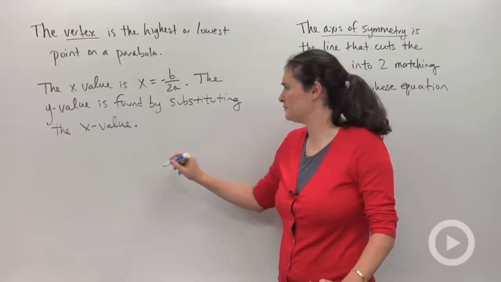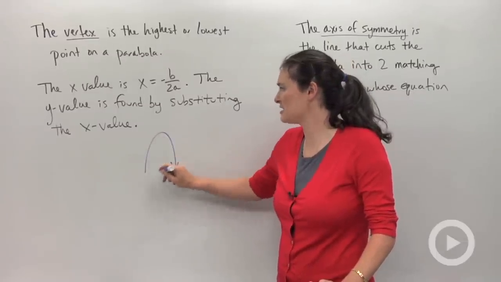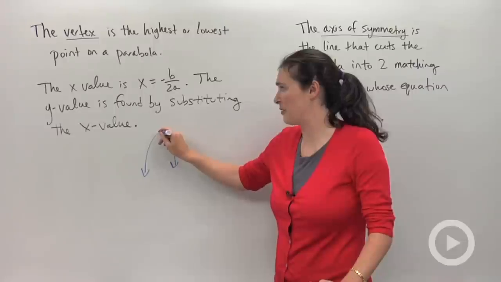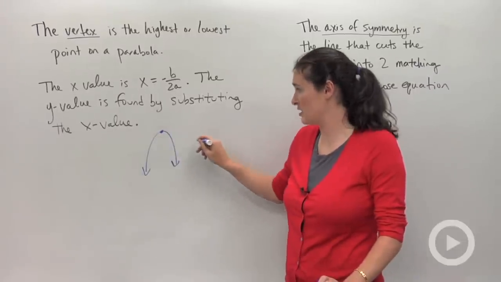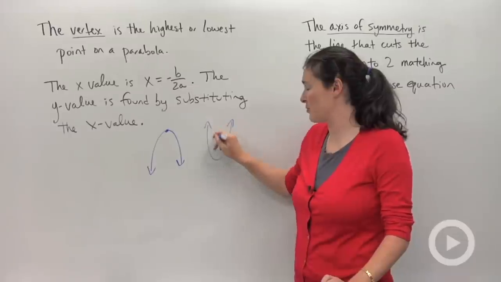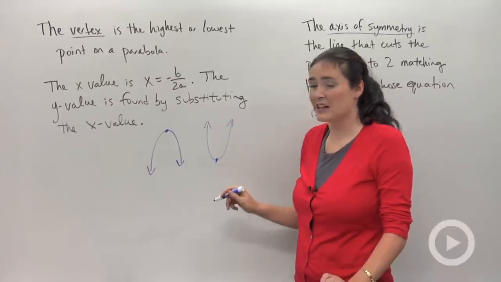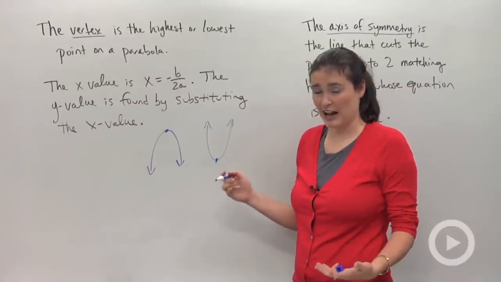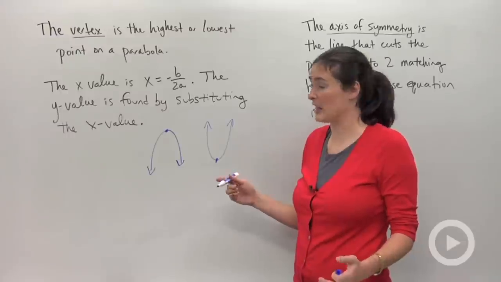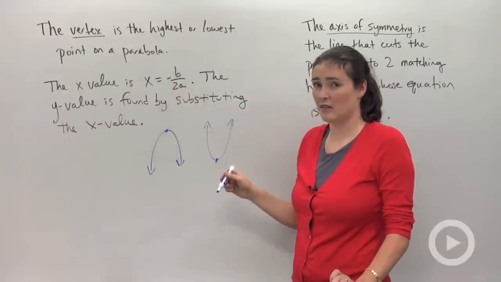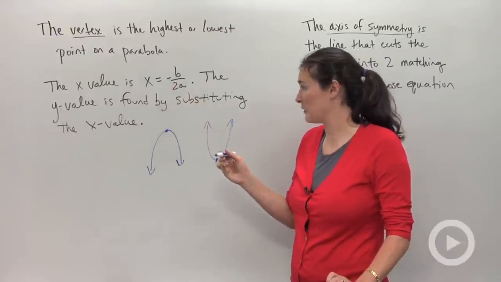Let me draw you a picture. The vertex is the highest point of a parabola if the parabola opens downward, there's the vertex there, or the lowest point if the parabola opens upward. That's how you can find the vertex from a graph, or that's what it means visually. And this is how to find the coordinates algebraically.